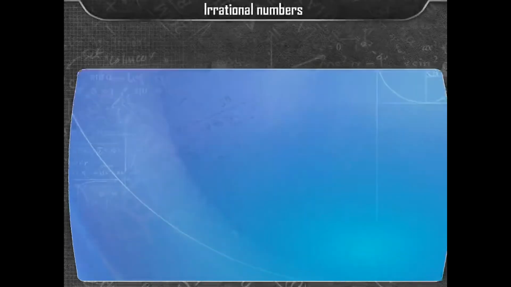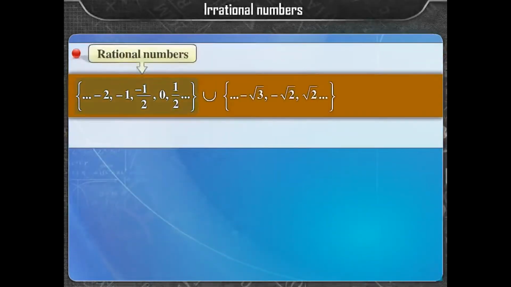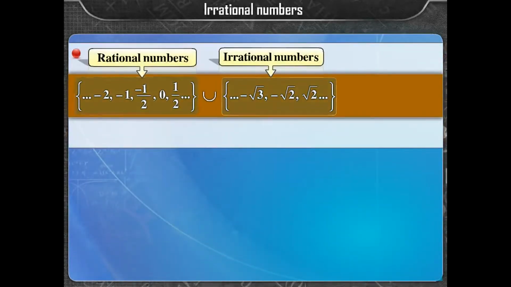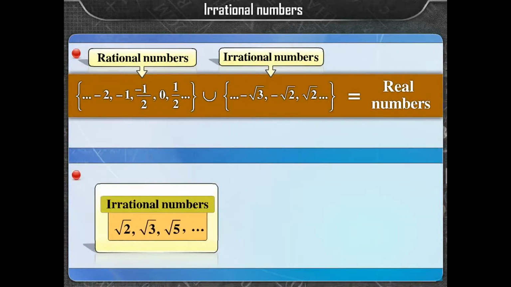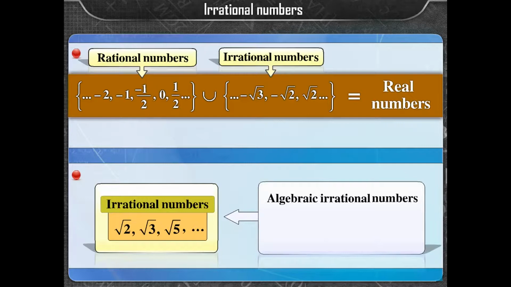Irrational numbers. We know that rational numbers and irrational numbers together constitute real numbers. Square root of 2, square root of 3, square root of 5, etc. are irrational numbers. This type of irrational numbers are called algebraic irrational numbers because they are roots of some algebraic equations.